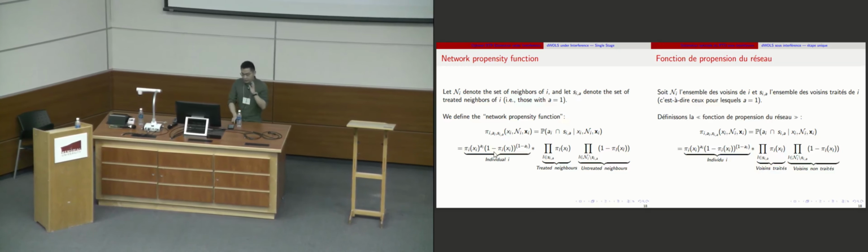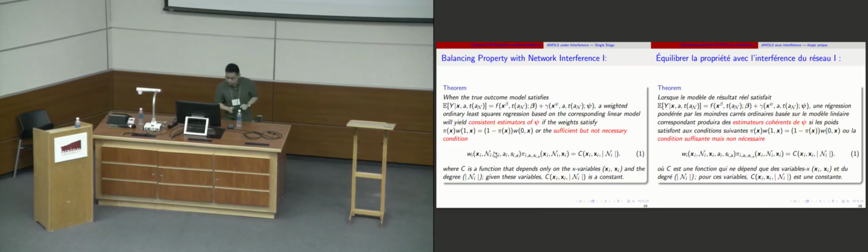Yeah, so that's the whole idea about this network propensity function, to balance the covariance. Now, once we have this network propensity function, I will give you the first theorem in the paper about the balancing property with the network interference. It is related to the double robustness property of the DR.